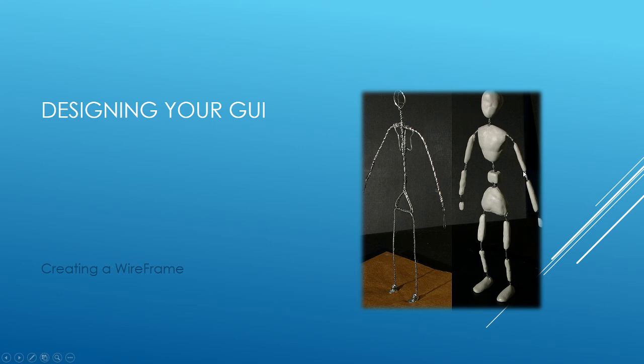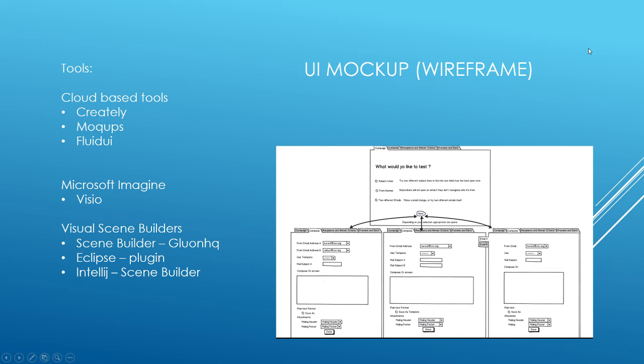Designing your GUI, we're going to be talking about creating a wireframe, a mockup. We can use some different tools. We have cloud-based tools like Creately. That's the one I would recommend, creately.com. Mockups, moqups.com, fluidui.com. You'll find many more if you search for wireframe tools or mock-up drawing tools, anything like that. We also could use our Visio license from Microsoft Imagine. If that's something that you have, then you could download Visio and use it for a mock-up.